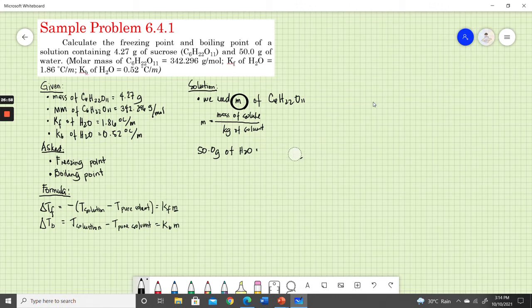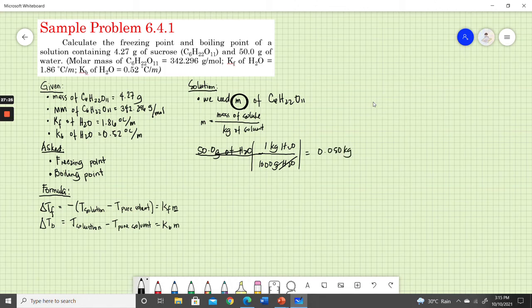Okay, so I'm going to show you how to do unit conversion. It's basically this. So you have 50 grams. There is 1000 grams of H2O per 1 kilogram of H2O. So cancel the grams. You're basically gonna get 0.050 kilograms.